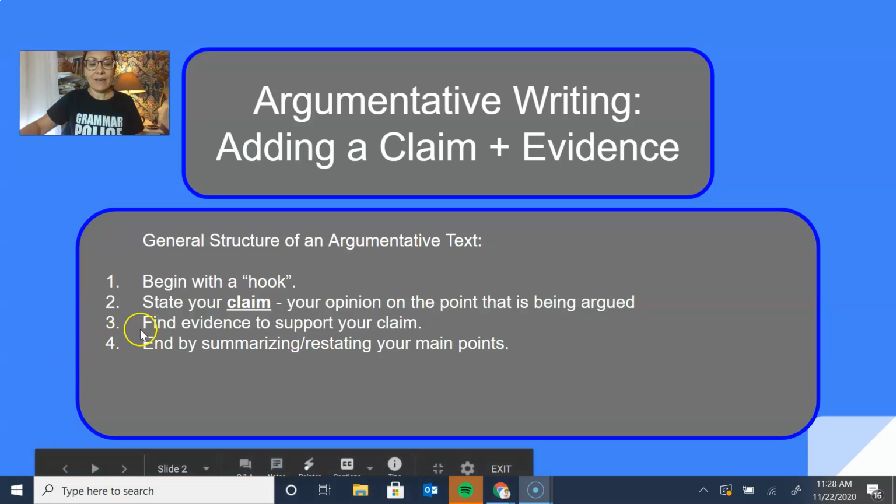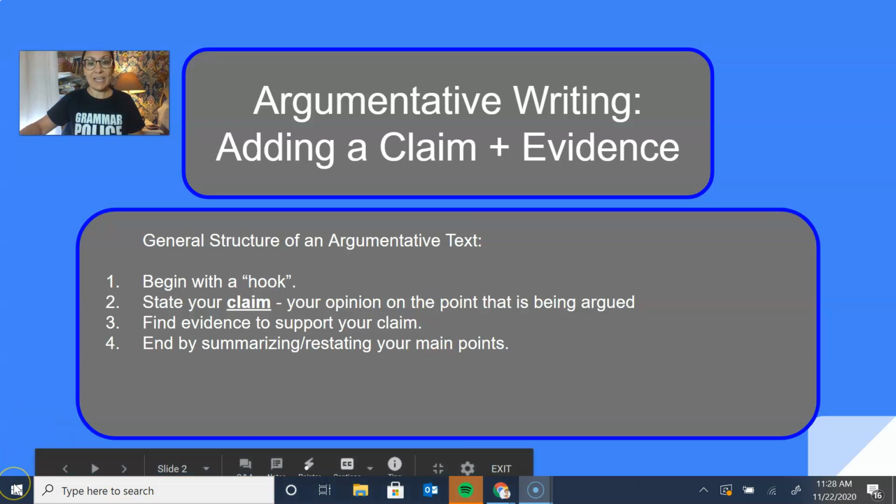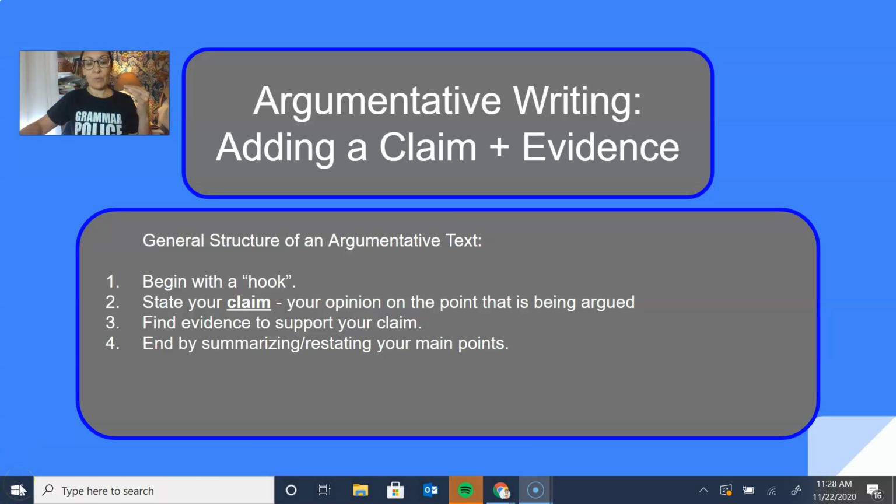And then 3, you're going to find evidence to support your claim. You can find that evidence in a book, in a magazine, in an article. More than likely though, for this kind of short blog entry, you're just going to go to the internet. And we'll talk in class a little bit about what a good source is versus not a good source, reliable source, I should say. And then you're going to end by summarizing and restating your main points. So that's just the general 4-point requirement of this blog entry. That's the structure of what we're looking for here.